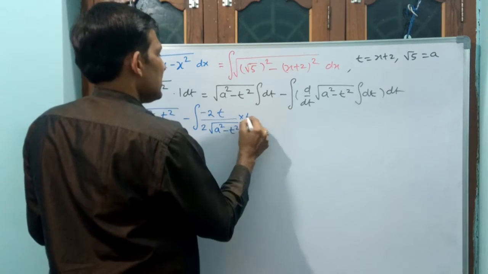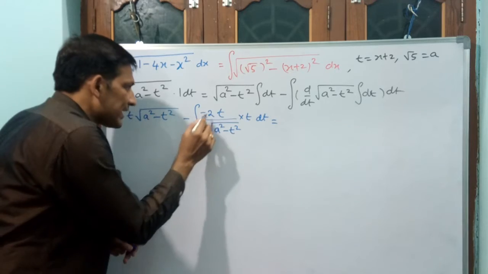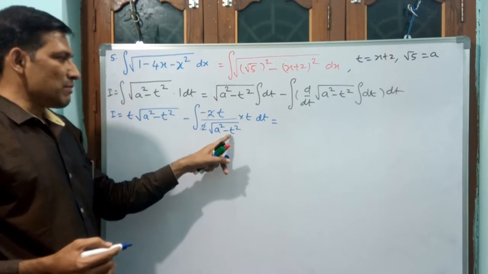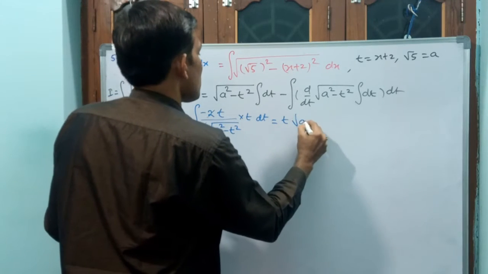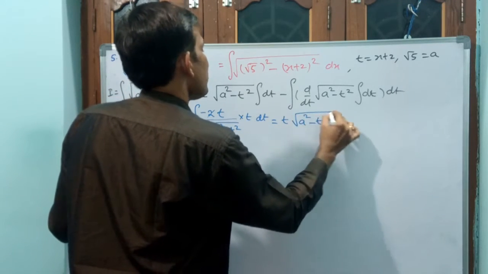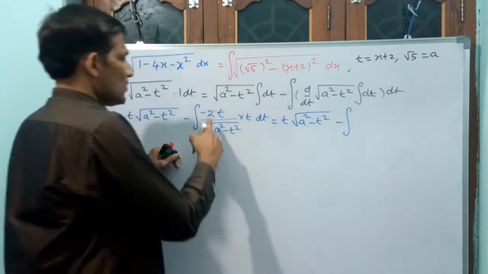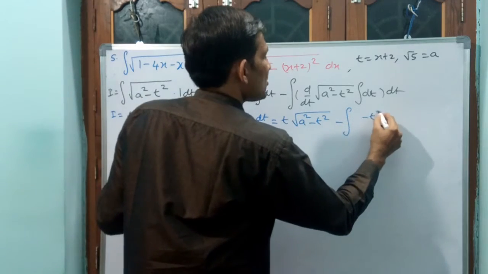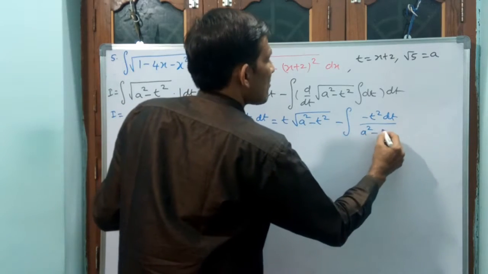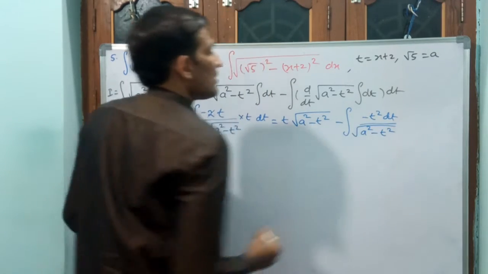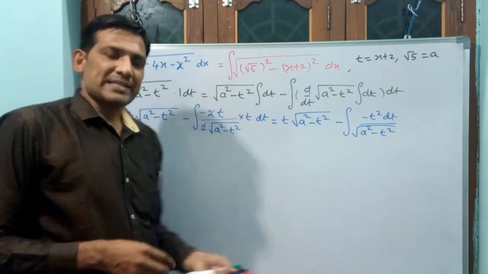Integral dt is t, dt. Okay, 2 is going to get cancelled, minus t square. See, minus t square only you require. That is equal to t into square root of a square minus t square, minus integral minus t square dt by square root of a square minus t square. As usual, I am taking this integral of minus t square dt by square root of a square minus t square as I1.